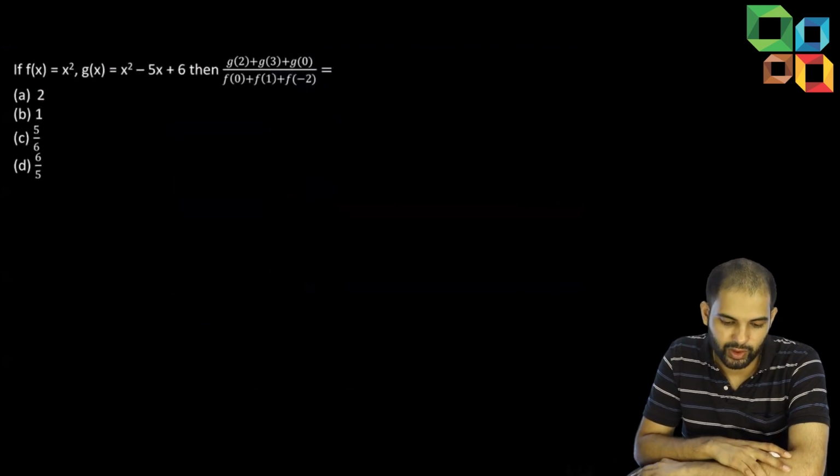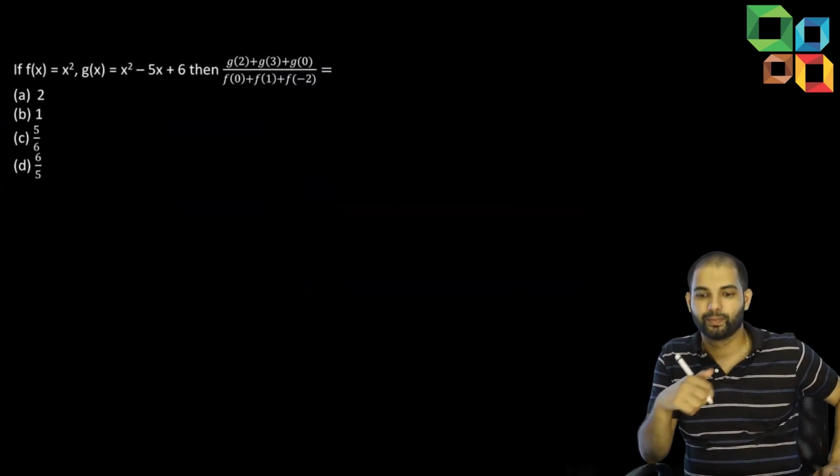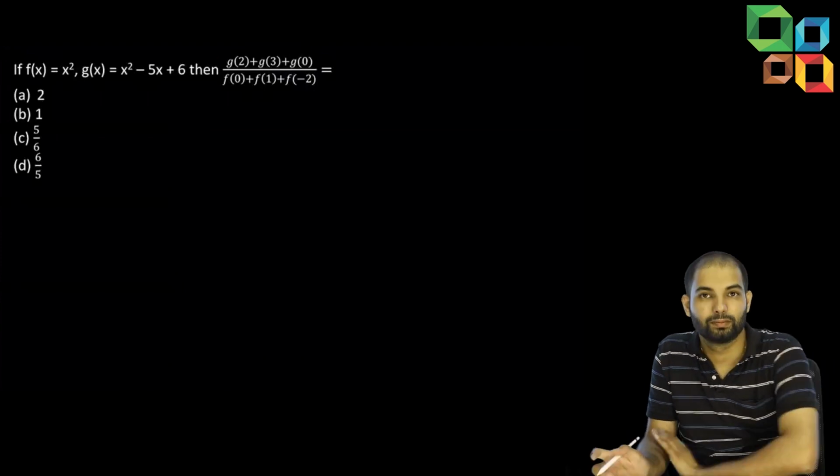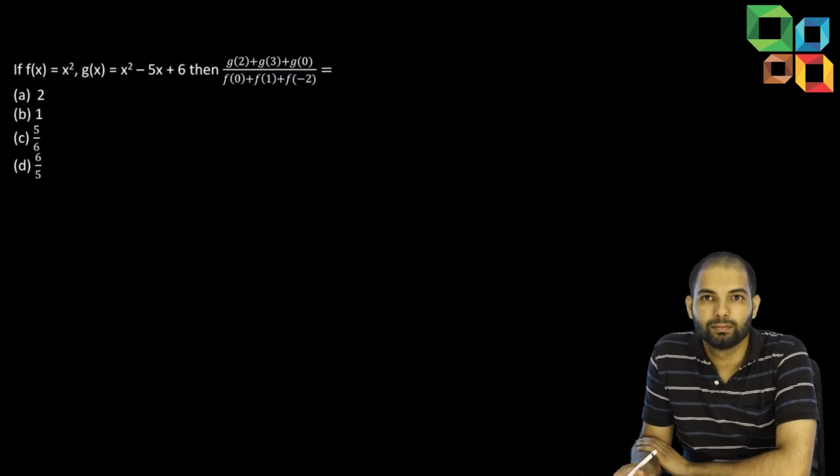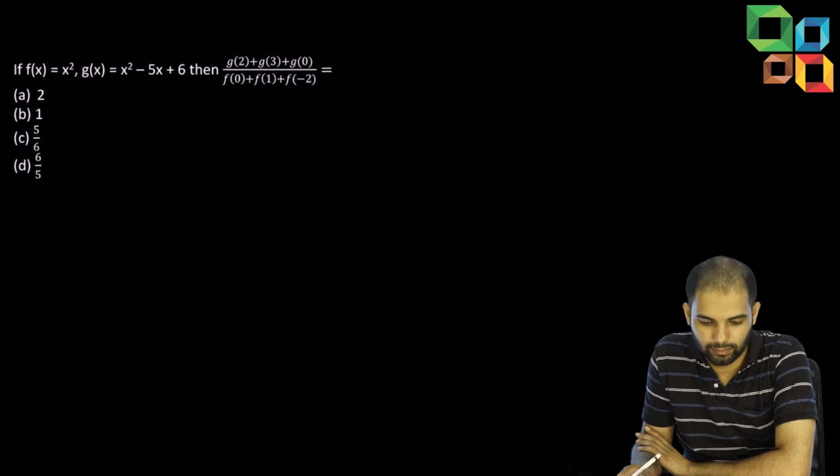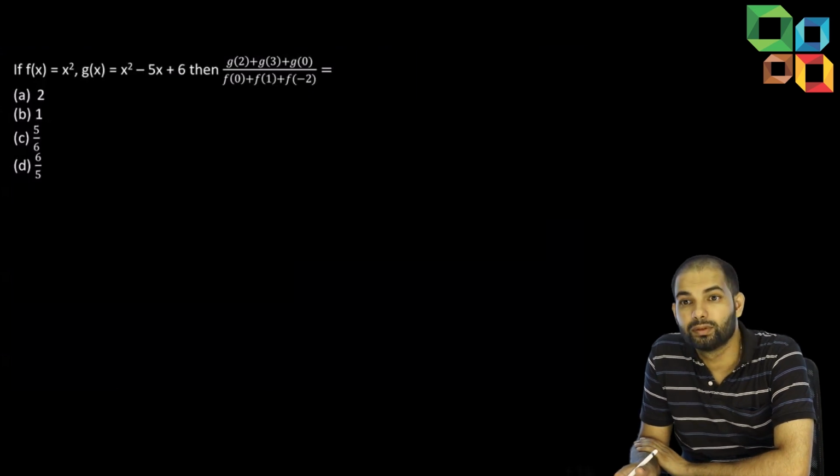f of x is given, g of x is given. Please compute the value. Option D, I guess. Let others compute, those who are not done. So quickly you can compute.